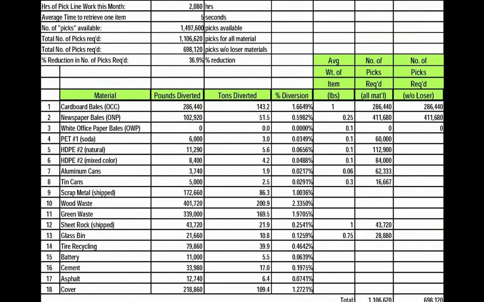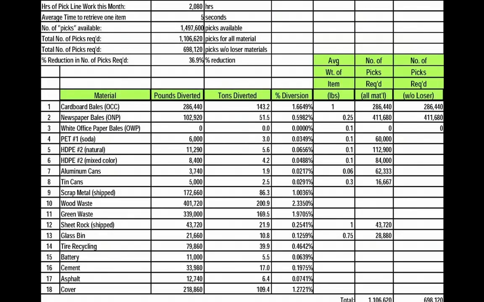How much of our labor time is it taking? How much material are we getting? What's that worth when we sell it? And what is the overall cost of doing that work? And then we can go through and identify where we get the most bang for the buck in terms of diversion. Now, money is not the only aspect.